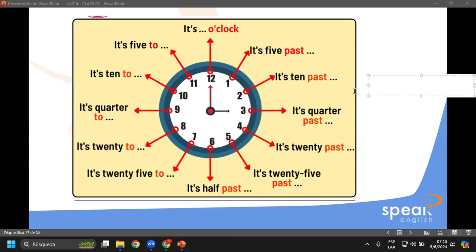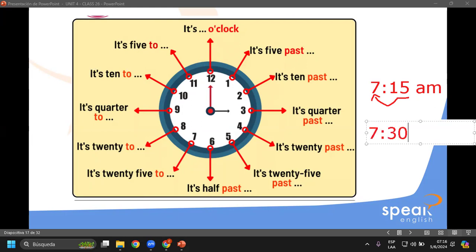If I want to say right now, for example, this is the time. What time is it? Anyone? It's 7. Very good. It's 7:15. Remember that we first say the minutes and then we say the hour, okay? Good job. It's 7:15. And what about here?